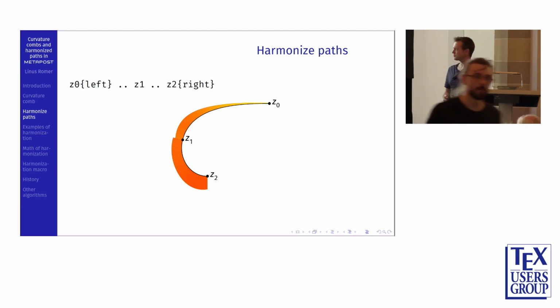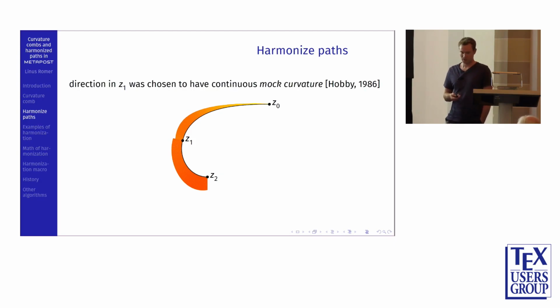In fact, MetaPost tries to minimize this gap by calculating the so-called mock curvature and choosing the angle where Z1 passes in an optimal way. But because it's only a Taylor approximation, because it's only approximately continuous, you still have a gap. So this is described by John Hobby.